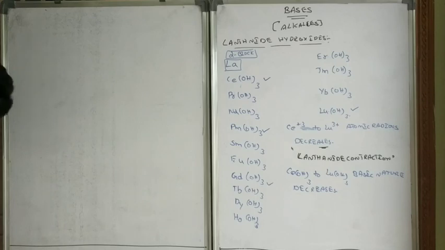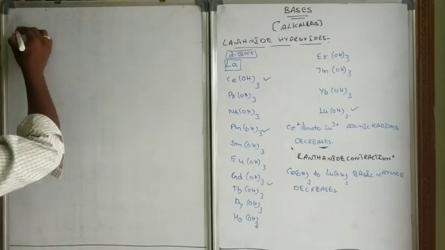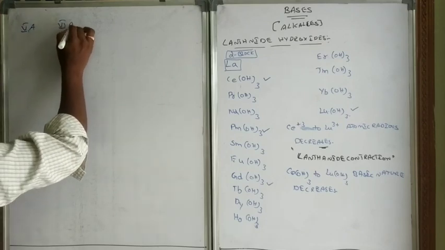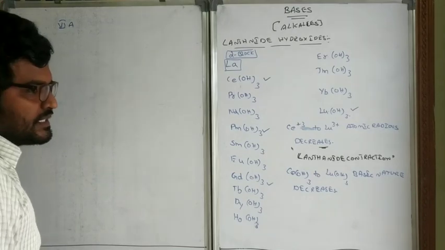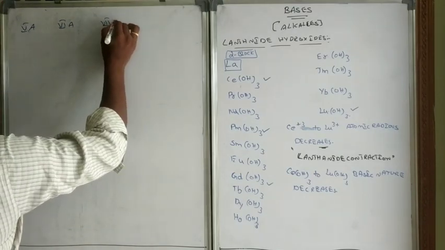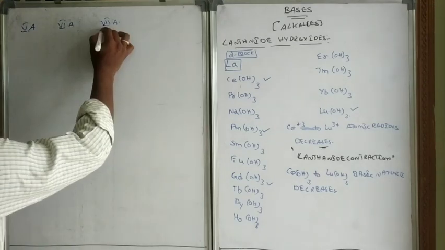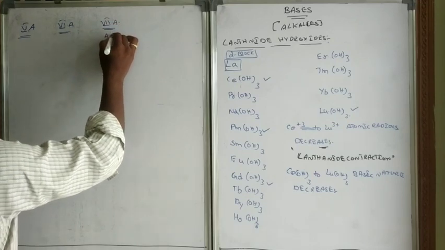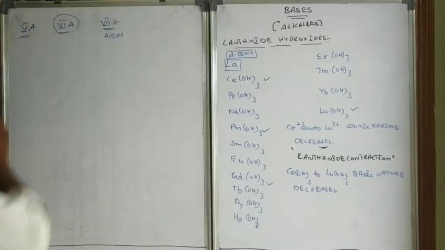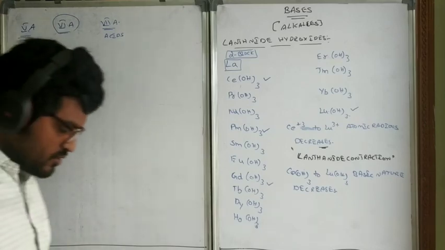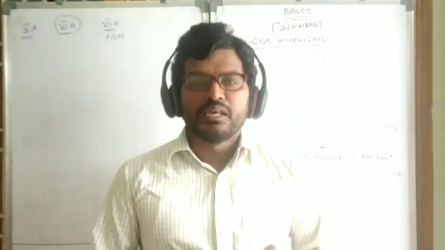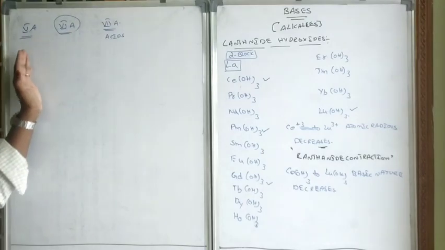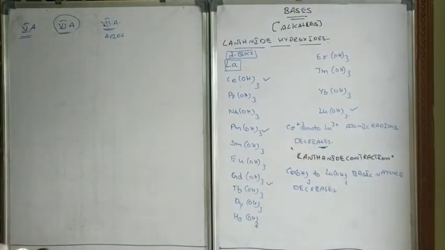Next, let us see the fifth group elements' bases, sixth group elements' bases, and then seventh group elements' bases. You know, seventh group elements mostly form acids. Sixth group elements have the capability, as I told you, no base is always a base. Based on what it is reacting with, it behaves as an acid or a base. So that's why we are discussing the strength of these group bases also.